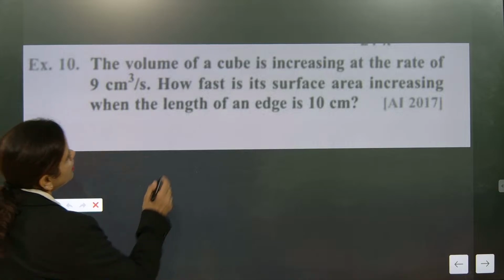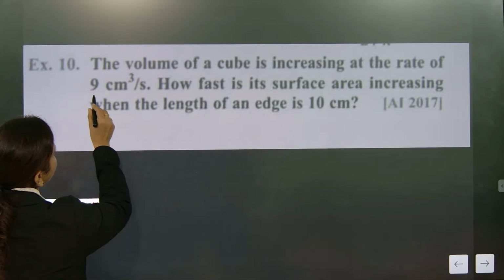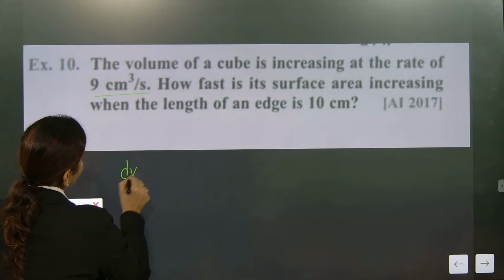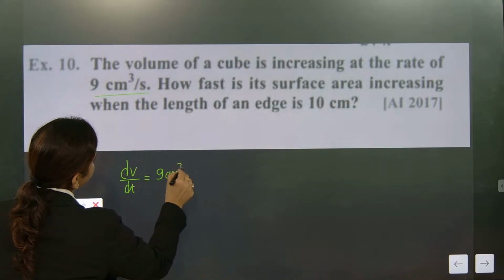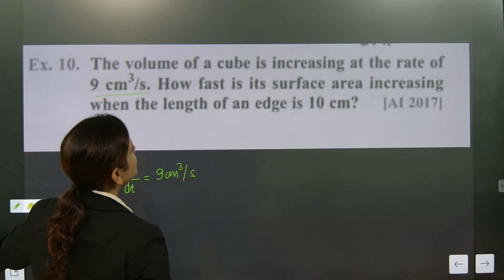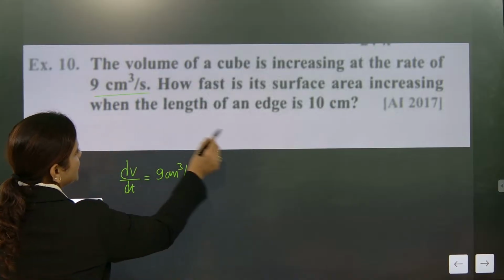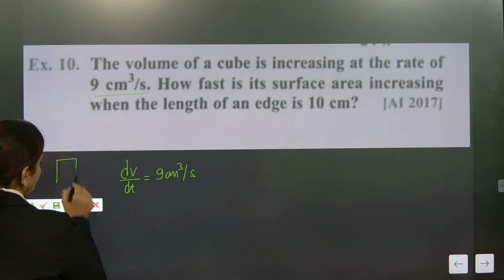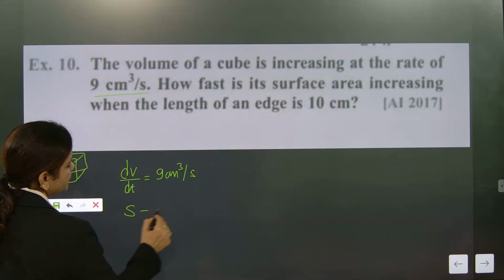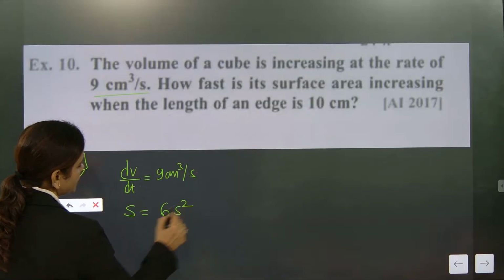Now look here. Volume of a cube is increasing at a rate of this. So what is given? dV by dt is equal to 9 centimeter cube per second. How fast is its surface area increasing when the length of the edge is this? What is the surface area of a cube? Surface area of a cube is 6 into side square.